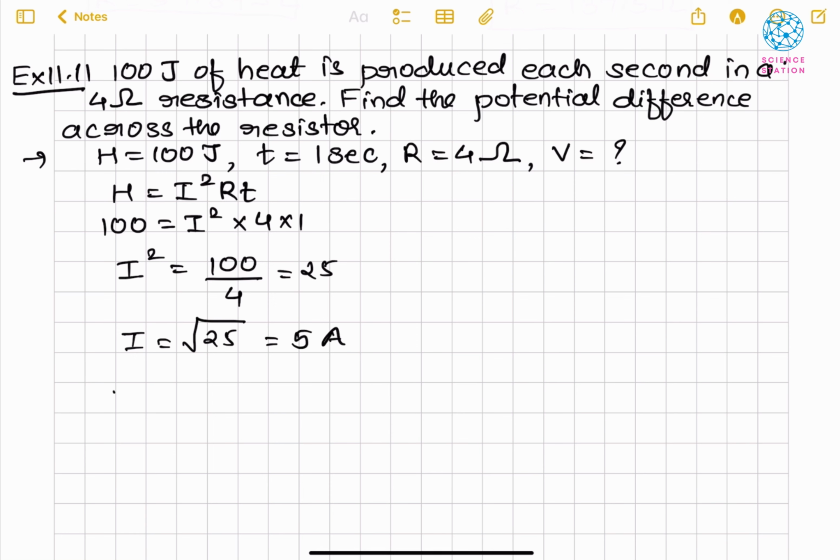So that is 5 ampere. Now I got I. Now I have to find V. So V equal to IR. So that will be 5 into 4. So V is 20 volt.